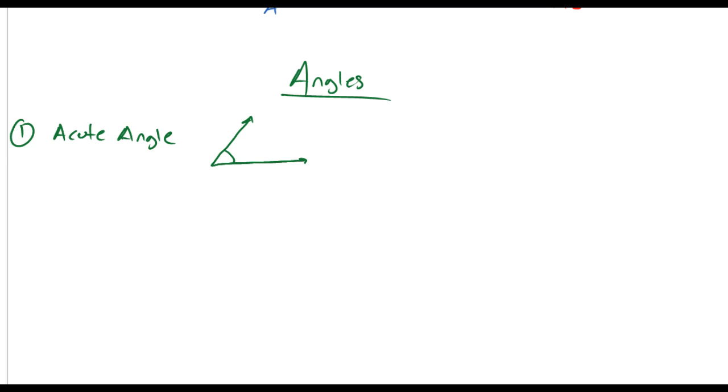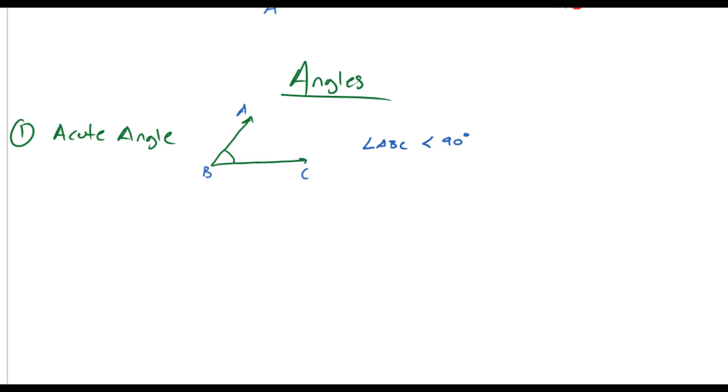Now let's go ahead and label some of these here. If this was A, B, and C, you will see the angle written like this: angle A, B, C, with B in the middle. The B is in the middle because that's where the angle is. And I'm just going to say less than 90 degrees, like that. So that is an acute angle.